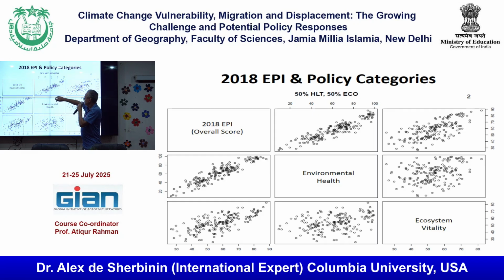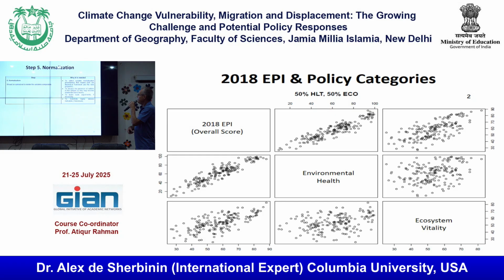That tends to be highly correlated with GDP, but you see a lot more scatter in ecosystem vitality, meaning that the coherence of that particular component of the EPI is a lot less. There's a lot less coherence there.